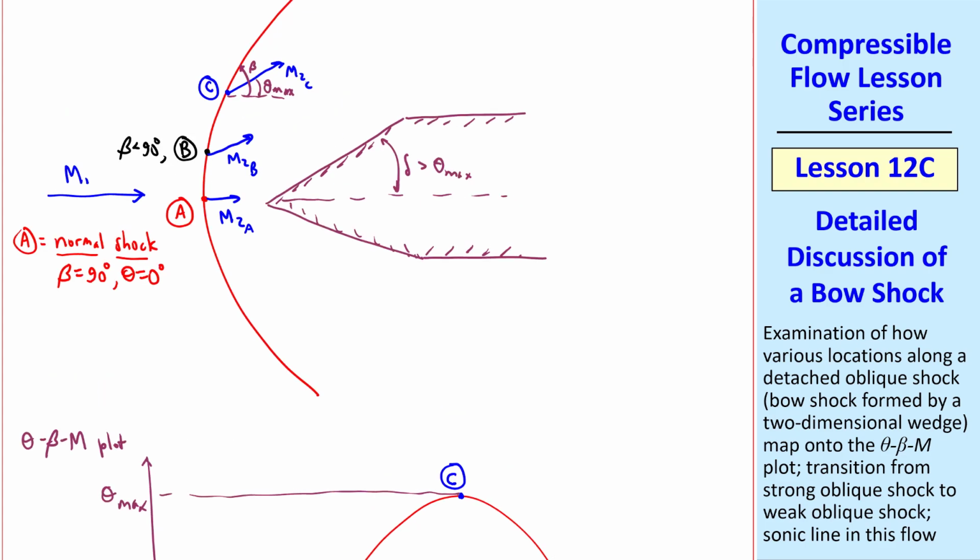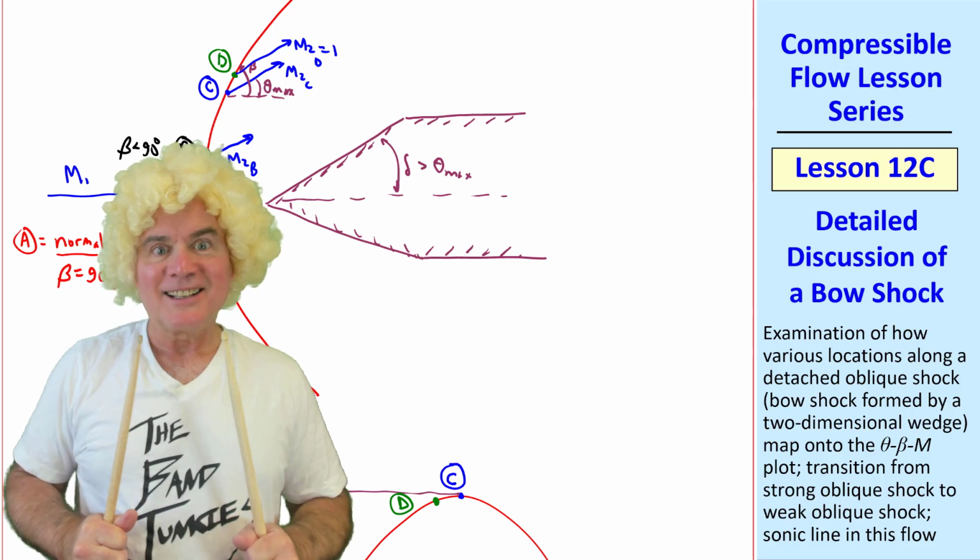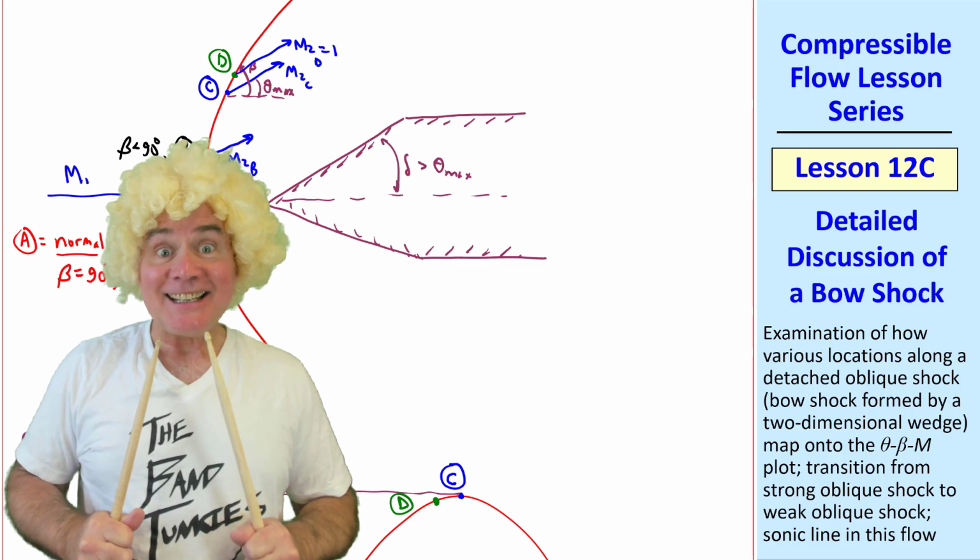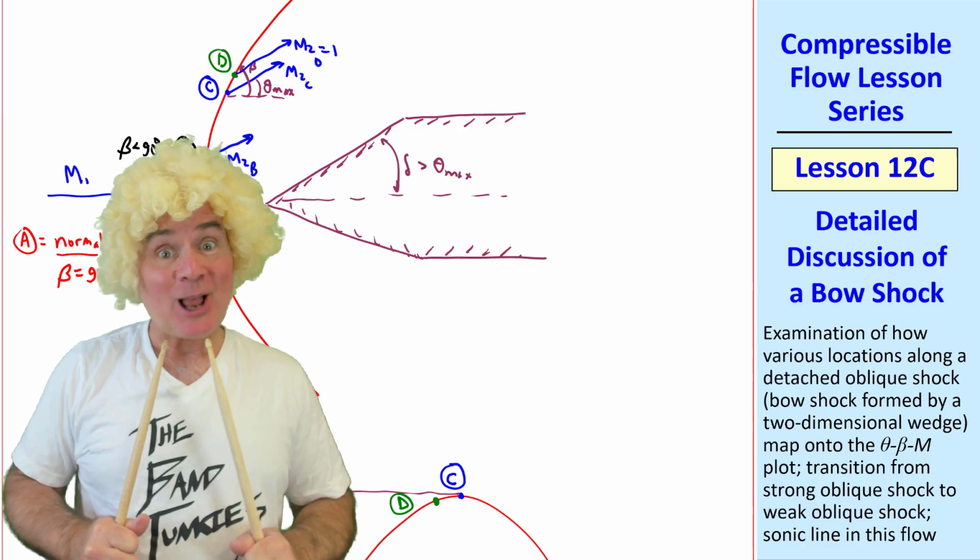But we'll reach a point somewhere here close to C, where M2D is 1, or sonic. On the theta-beta-M plot, point D is just to the left of point C, where this turning angle theta has decreased a little bit from this point. Sir, why aren't C and D at the same point on your plot?